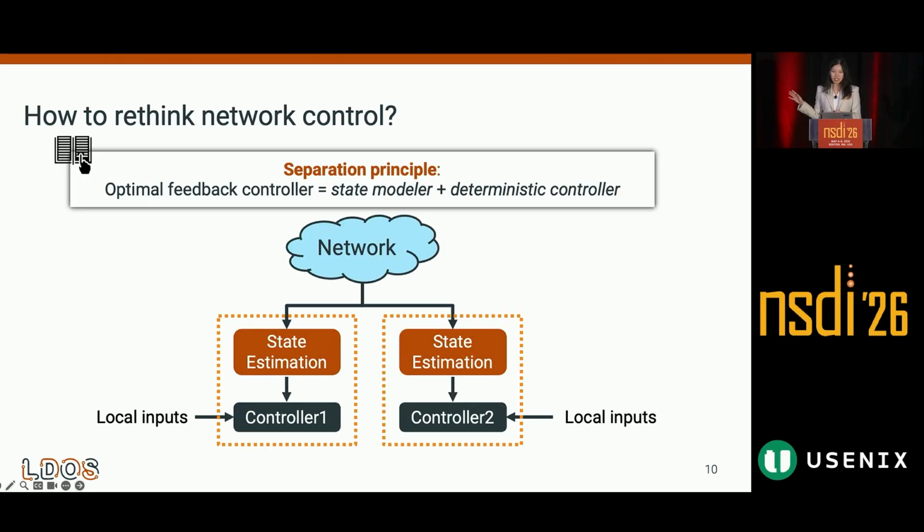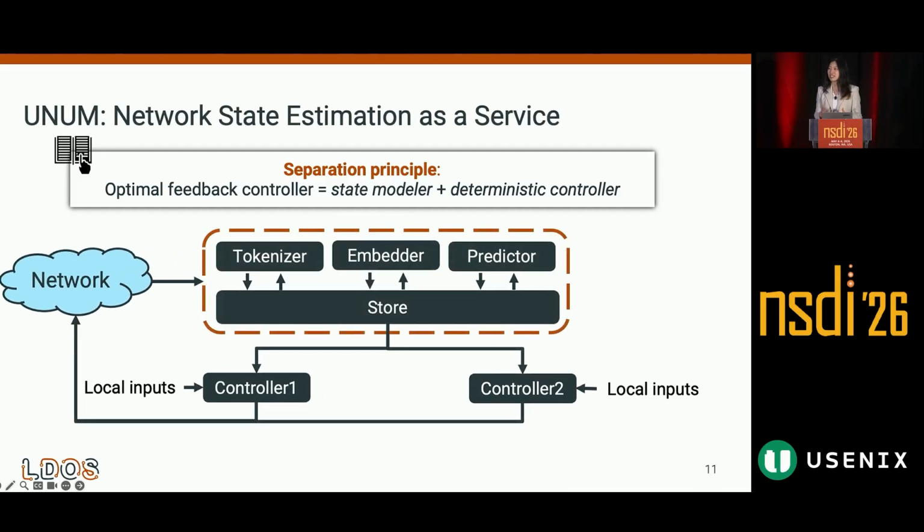So this is how network control works today. Instead of tightly coupling the state estimation and control inside each network controller, we're proposing to design network state estimation as a service and also a first-class system component. The state estimation component, shown in this orange box, learns a shared high-quality representation and exposes it to all the controllers. It enables implicit coordination across controllers because during training, the network data already reflects a mix of different controller behaviors and workloads interacting in the same network.